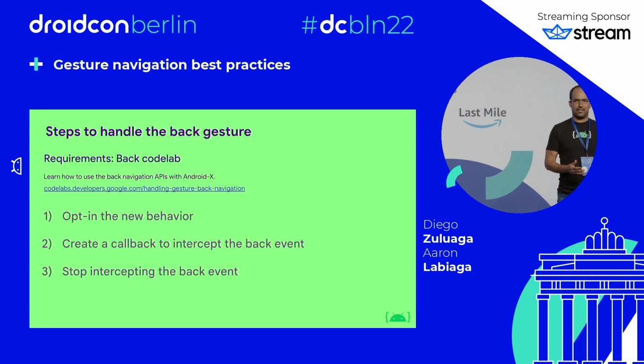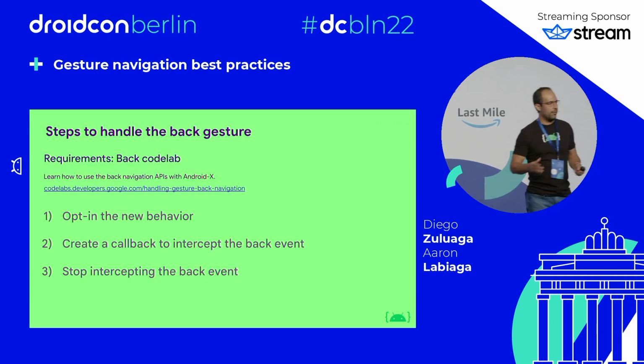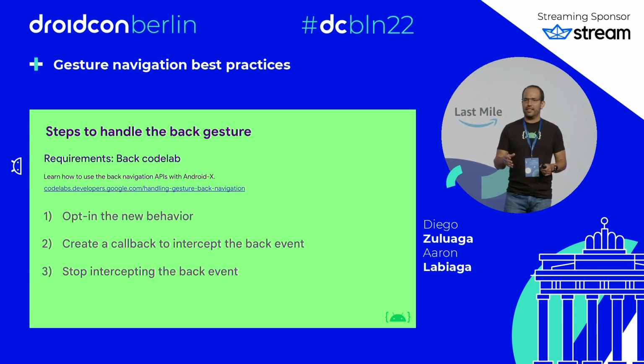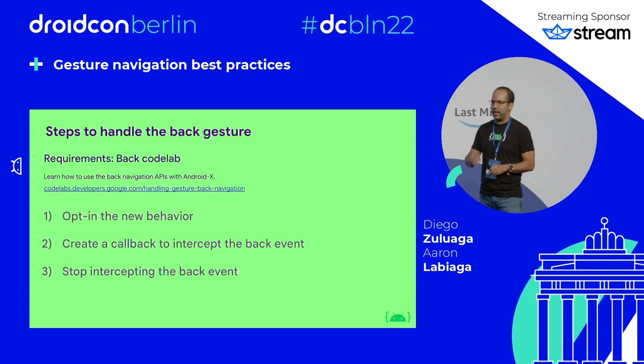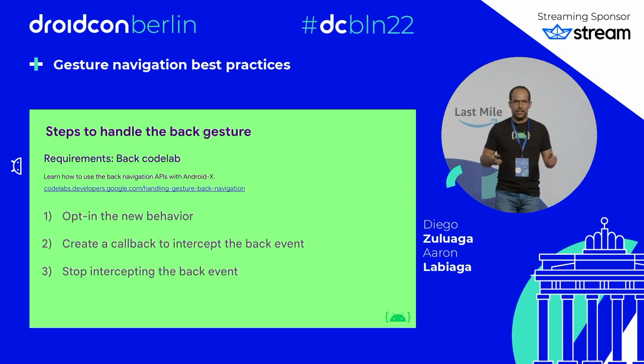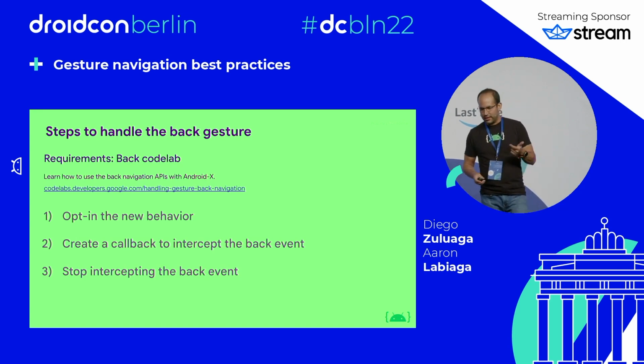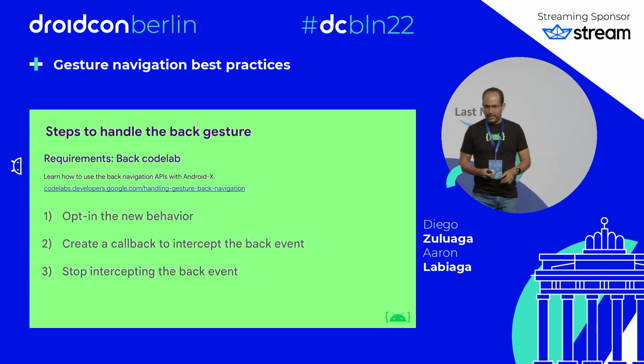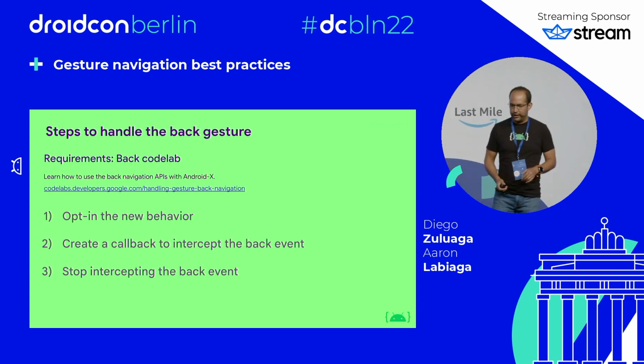The next step is, there's a code lab. Maybe some of you have tried it. I'm looking forward to feedback about that code lab. But that's what we are going to walk you through in this session, along with other examples. So the first thing to enable gesture nav is, first, you need to opt in. Second, you need to create a callback to migrate your existing code into the new ahead-of-time model. And third, you need to stop intercepting the back event. We're going to elaborate on that.